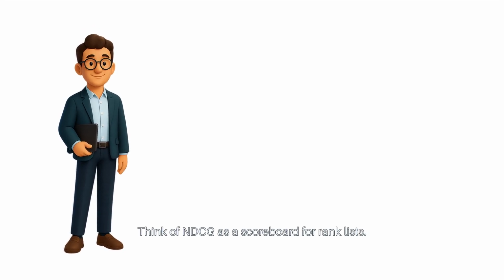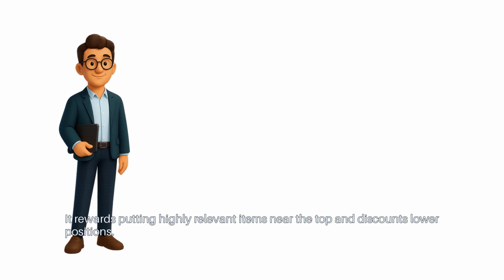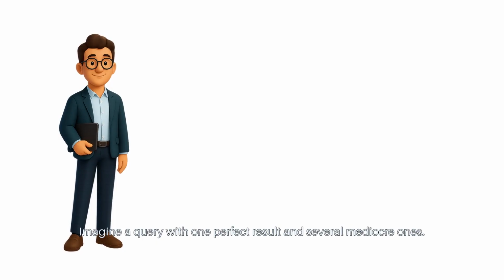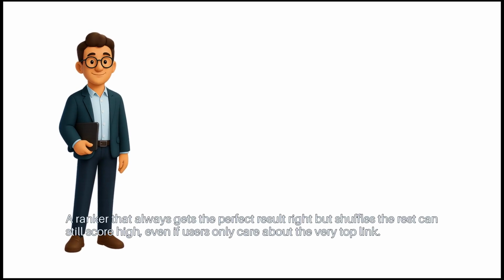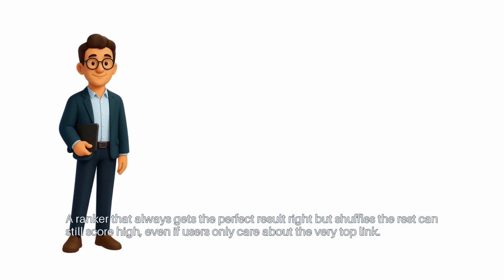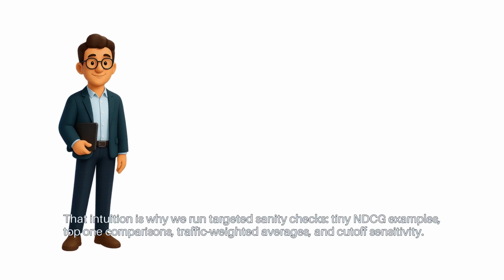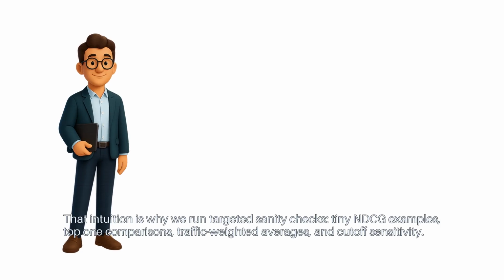Think of NDCG as a scoreboard for rank lists. It rewards putting highly relevant items near the top and discounts lower positions. Imagine a query with one perfect result and several mediocre ones. A ranker that always gets the perfect result right but shuffles the rest can still score high, even if users only care about the very top link. That intuition is why we run targeted sanity checks: tiny NDCG examples, top one comparisons, traffic weighted averages, and cutoff sensitivity.